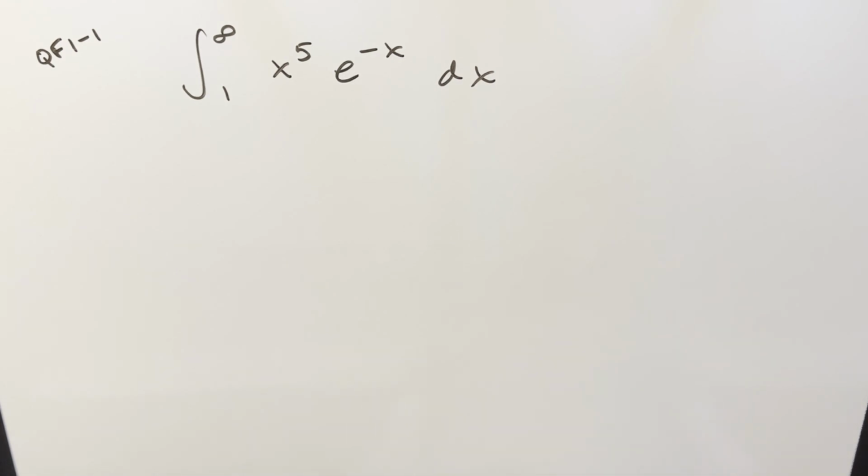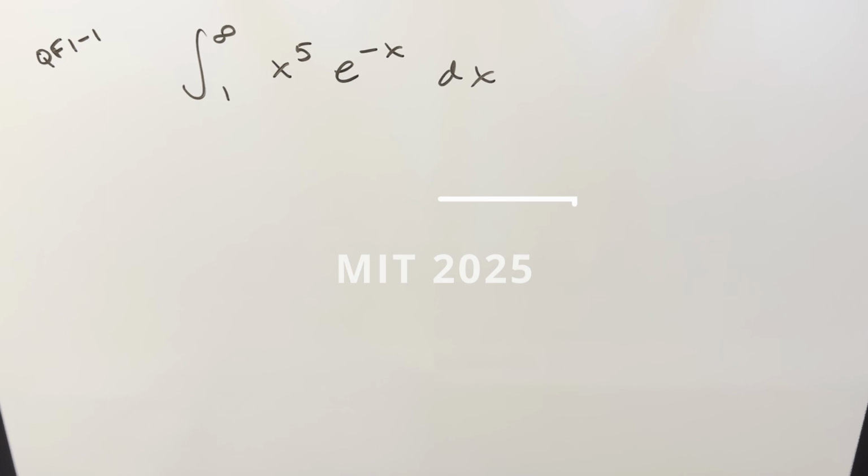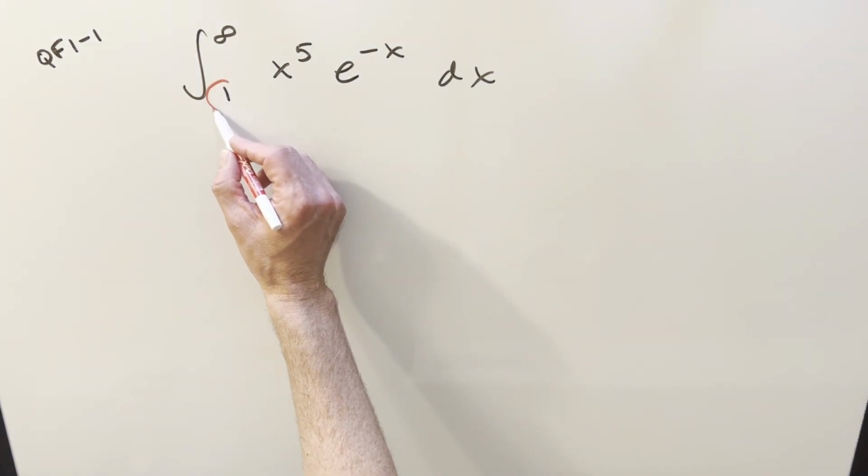Okay, we've got another interesting integral here from MIT Integration Bee 2025 quarterfinals, round 1, problem 1. We have the integral from 1 to infinity of x to the 5th times e to the minus x dx. The one thing that slowed me down on this one is just this lower bound.